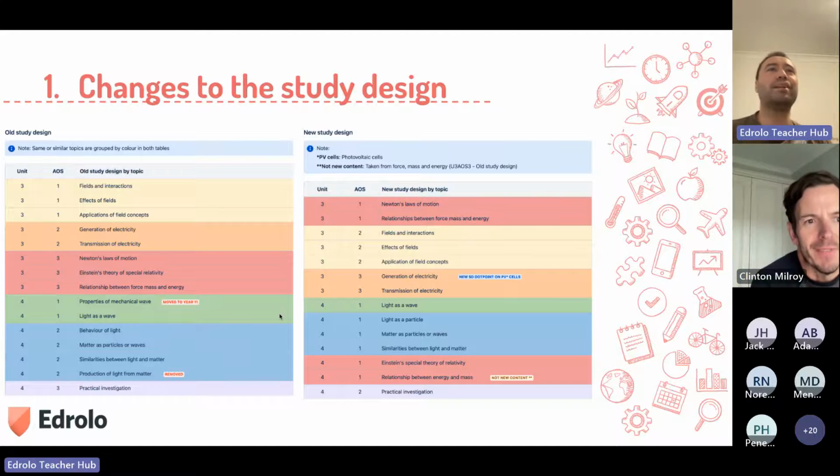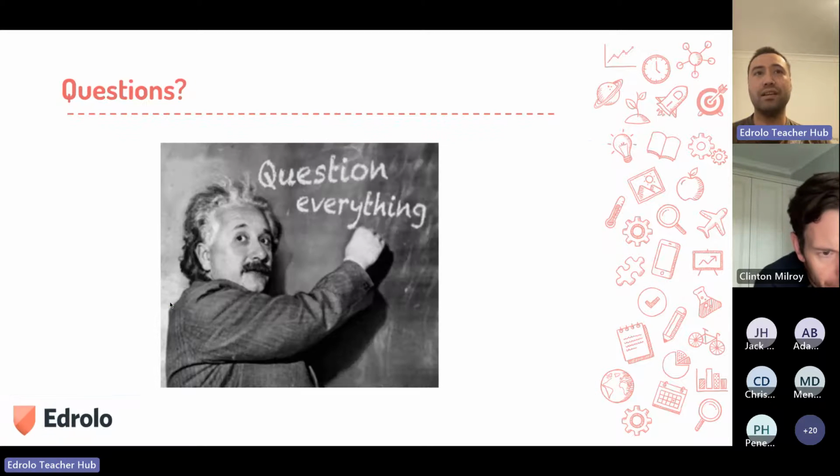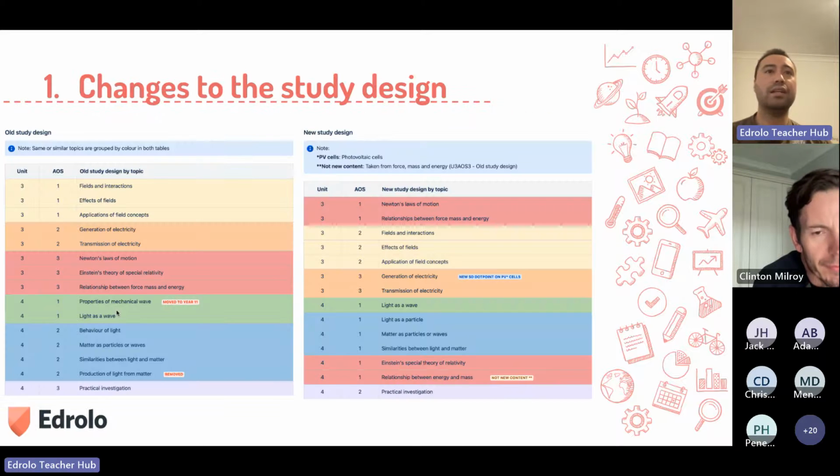Sorry, I might not have explained it properly. On the left-hand side, I should have done this, but I forgot. On the left-hand side is the old study design, and so I've color coordinated it. And on the right, I've got the new study design, and the colors match up, and you can just see they haven't changed that much. They've just kind of rejigged it a bit. So properties of mechanical waves has gone to year 11. Whoops, I'll go back. But light as a wave is still there.